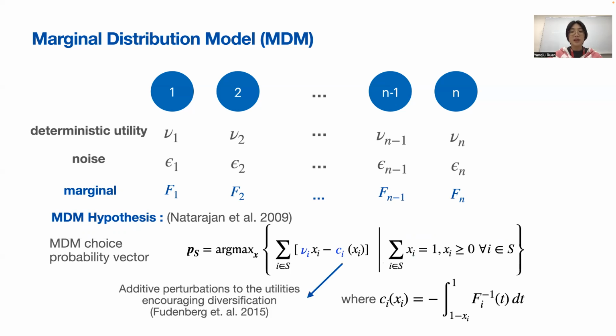The convex program of MDM can be understood as follows. The utilities among products are separable. For each product i, the first term represents the deterministic utility, and the second term c_i can be viewed as the additive perturbation to the utility to drive diversification.